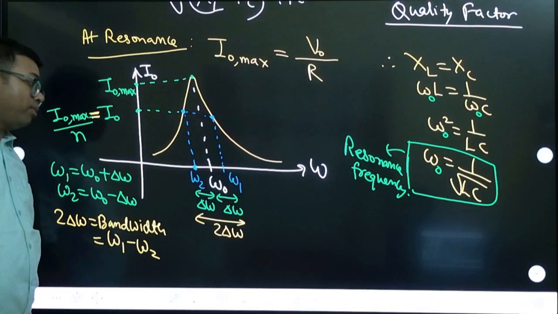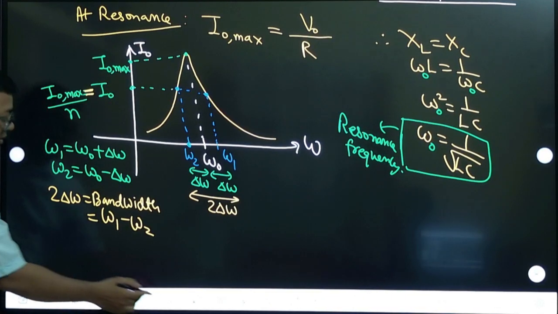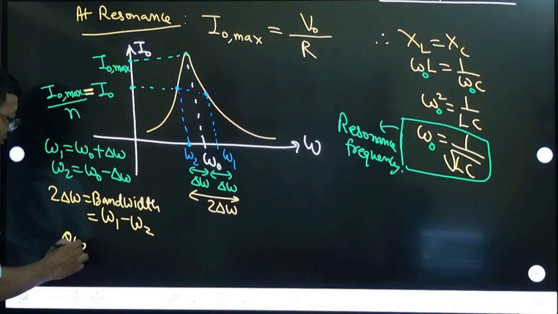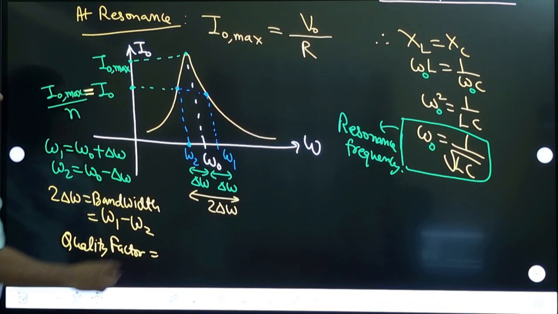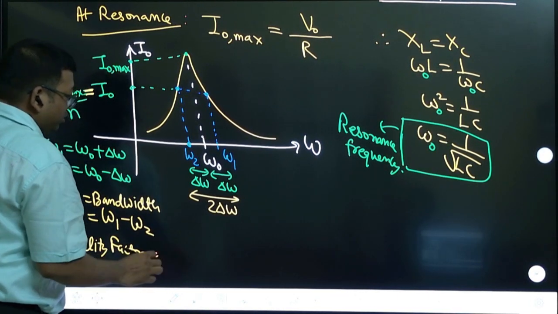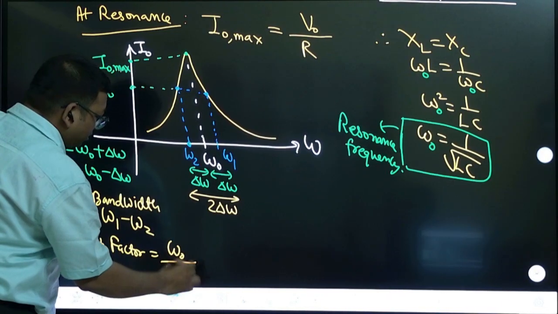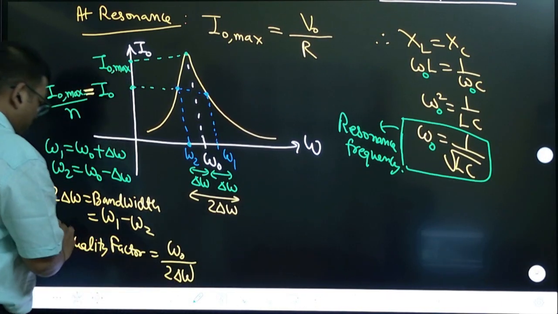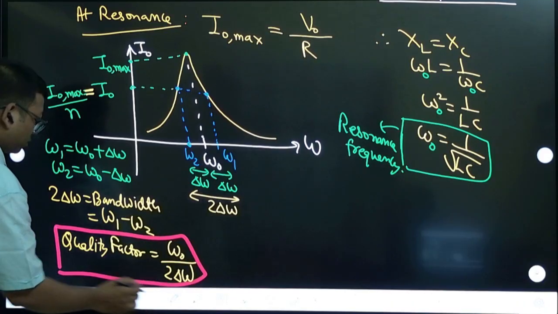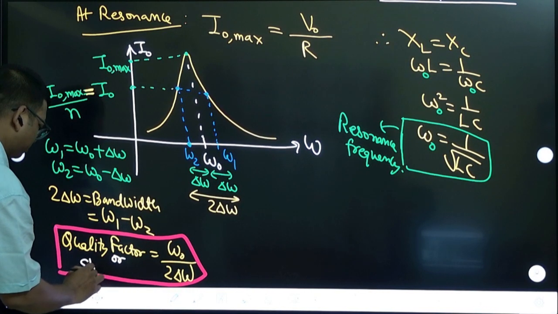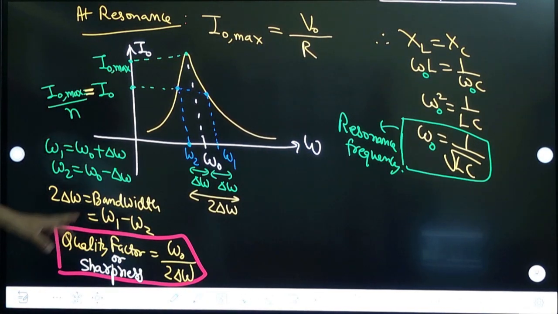So we want to calculate this quality factor. So what is the quality factor formula? Quality factor is defined as the resonance frequency divided by the bandwidth. This is the definition of quality factor, and this is also known as sharpness of resonance.